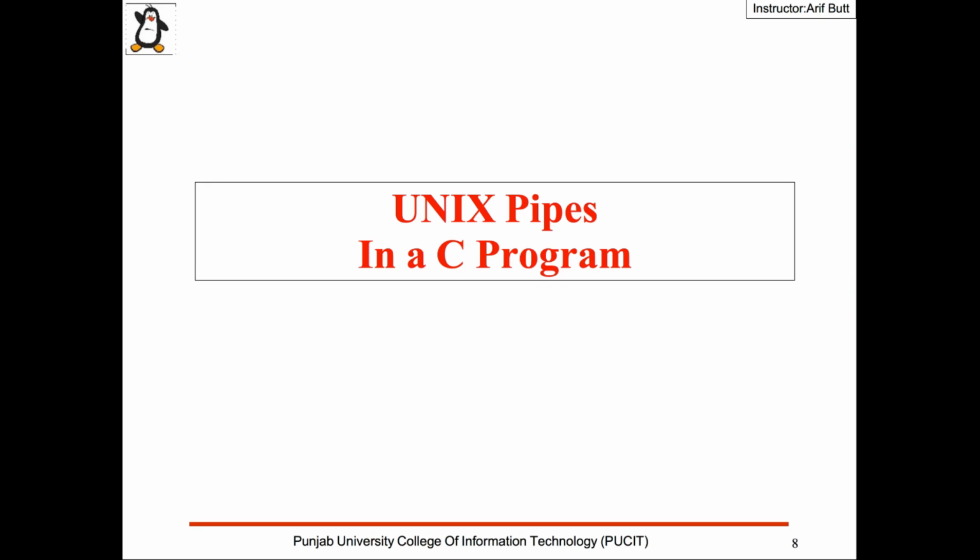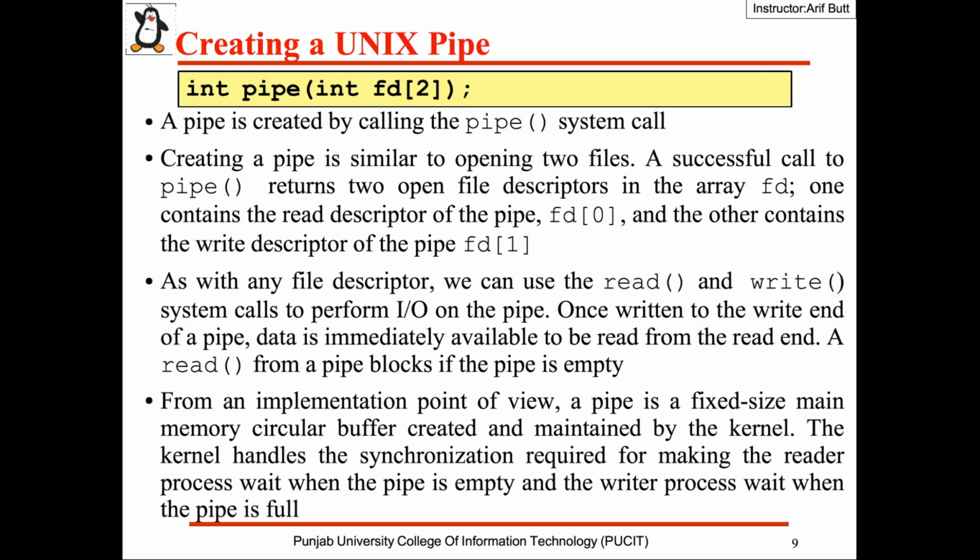Okay, so now we have a general idea of the working and use of pipes on the shell. Let us see how we can write our own programs and make them communicate using pipes. Well, we can create a pipe from within a C program using the pipe system call. Creating a pipe is similar to opening two files. A successful call to pipe returns two open file descriptors in the array fd, which is passed as an argument to the pipe system call. fd[0] contains the read descriptor for the pipe, and fd[1] contains the write descriptor of the pipe.